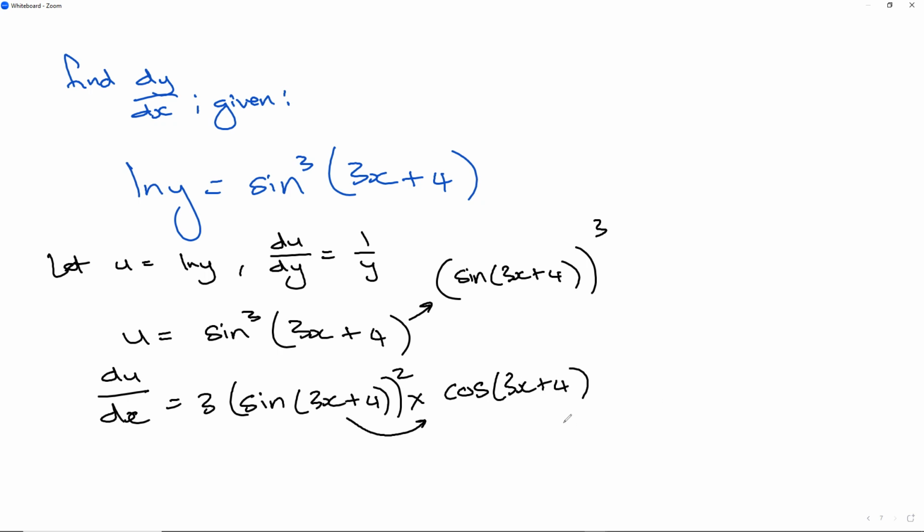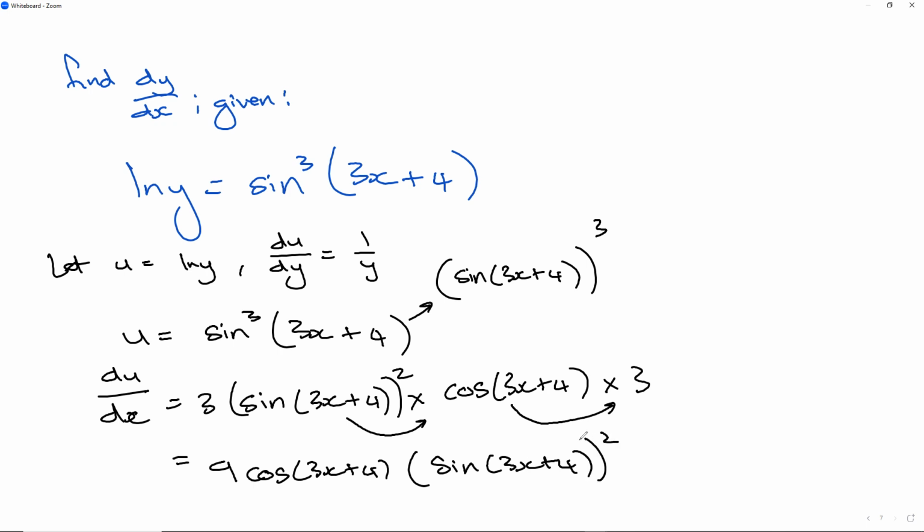3x plus 4. But when I derive this on the inside, it has a function. Deriving sine 3x plus 4 will become cos 3x plus 4, but then you still have to multiply it by the inside. You still have to multiply it by 3. So sine becomes cos, and then 3x plus 4 becomes 3. 3 times 3 would get me 9. And now I've got 9. And let's write cos 3x plus 4 in front. Times by sine 3x plus 4 squared is du dx.